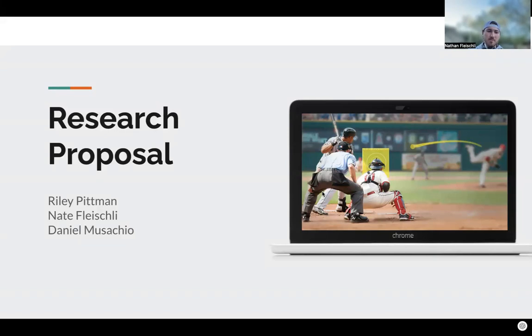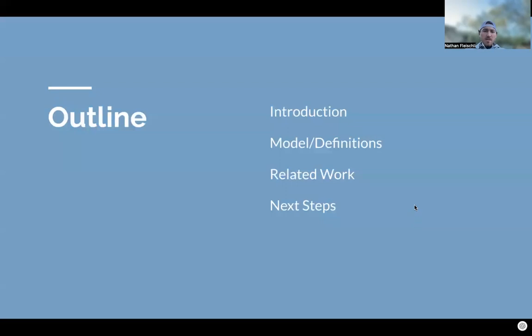I'm Nate Fleischli. I'm here with my teammates Riley and Daniel, and today we want to talk about fairness in automated strike zones in the sport of baseball. We've seen a couple automated zones already implemented in other sports. Today we want to focus on baseball, a sport that's yet to have it. So for today, we want to talk about our introduction, some model definitions, related works, and next steps.